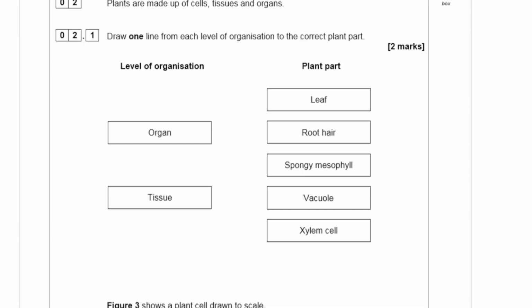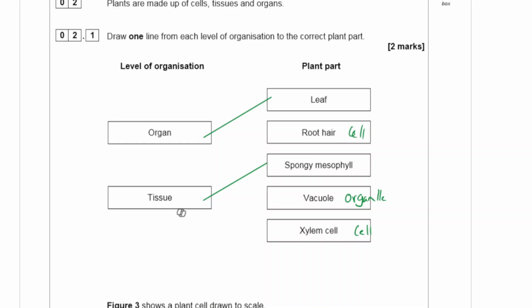The organ is actually a leaf. A tissue, a root hair cell is simply a cell. A vacuole is an organelle. A xylem cell is simply a cell again. Spongy mesophyll is a tissue. You have 2 types of tissue in a leaf, the spongy mesophyll and the palisade layer, and actually the epidermal cells as well. So there are different layers of cells in there.